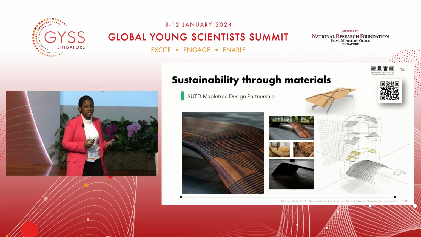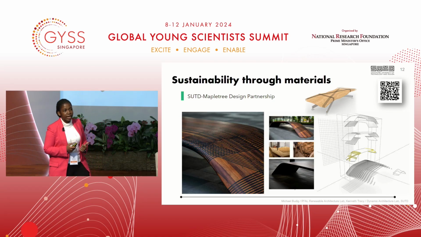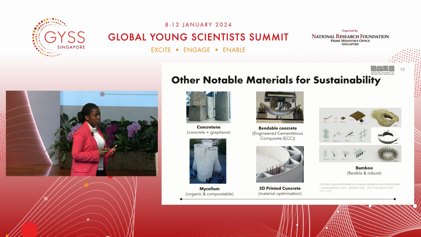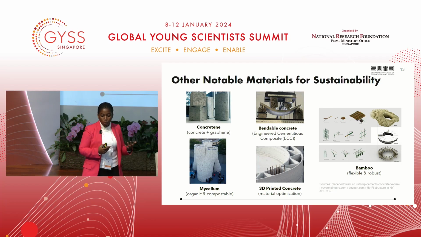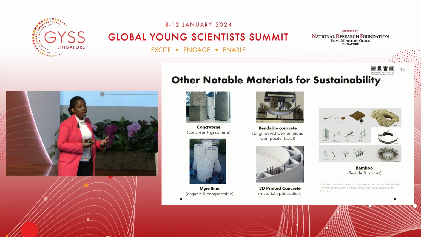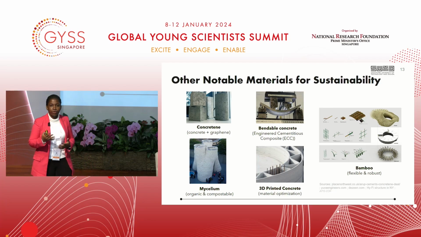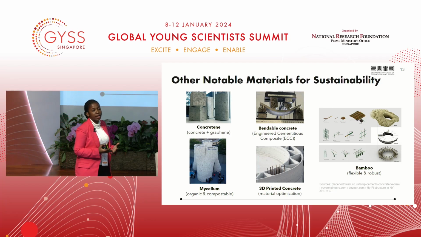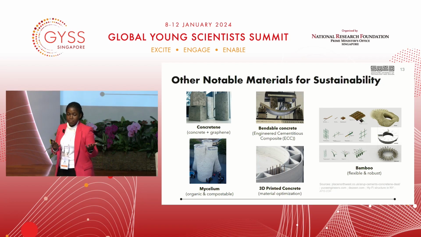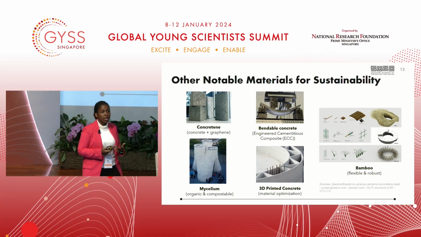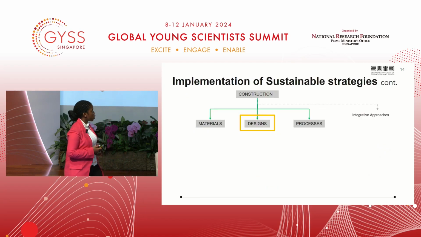We were also able to use these research results to recycle wooden planks from a mall here in Singapore and create a bench which is currently in use. We also think of various other materials that promote sustainability in the construction sector. We have concretene, the combination of concrete and graphene, where graphene improves the concrete strength by more than 2 times and also reduces the permeability more than 4 times. But also we have bendable concrete, bamboo, mycelium, and 3D printed concrete as well, which are emerging materials when it comes to sustainable construction.